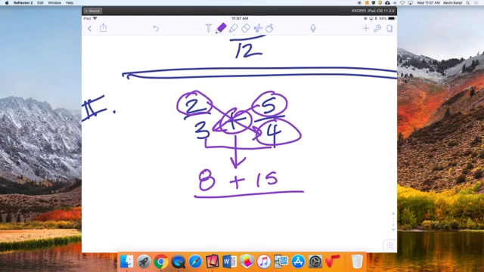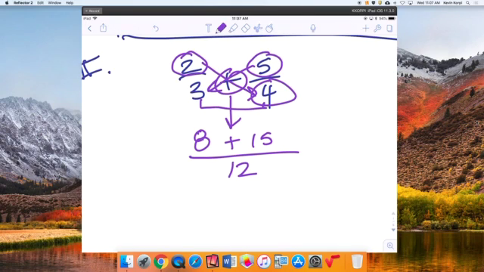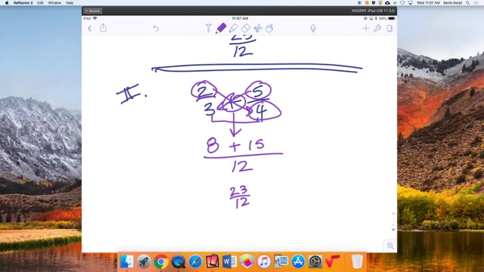And then it's all over the product of the two. 3 times 4 is 12. And I saw some of y'all doing that little grouping symbol, like search a word type stuff. Okay, so you have to start in the top left. And of course, then what's 8 plus 15? 23/12. Okay, so that simplifies it a little bit.